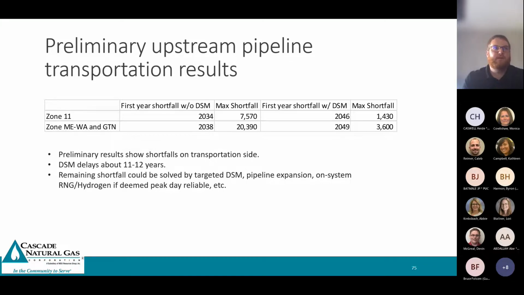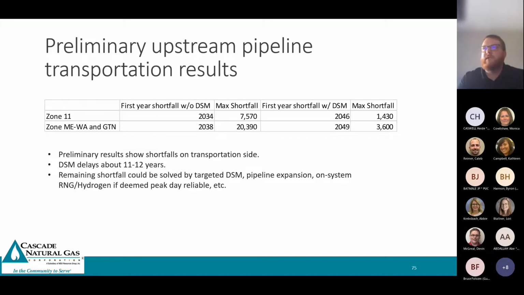But once we input DSM, so this is the DSM results we get from Monica and Caleb, as well as ETO in Oregon. The reason why these are called preliminary results is because we haven't updated the ETO results yet, so those numbers will change a little bit. But you can see once you put DSM in, demand side management actually delays these shortfalls about 11 to 12 years out. So Zone 11, you can see it moves out 12 years, and the other zone, it's out 11 years. We wouldn't even see these shortfalls if we were still in a 20-year planning horizon.